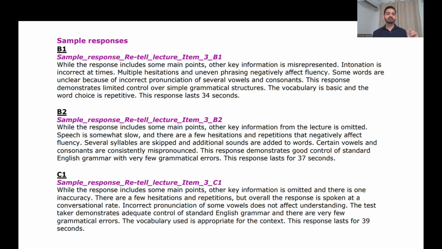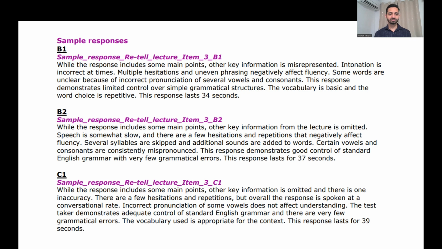B1 response. While the response includes some main points, other key information is misinterpreted. Intonation is incorrect at times. Multiple hesitations and uneven phrasing negatively affect fluency. Some words are unclear because of the incorrect pronunciation of several vowels and consonants. This response demonstrates limited control over simple grammatical structures. The vocabulary is basic and the word choice is repetitive. This response lasts 34 seconds.